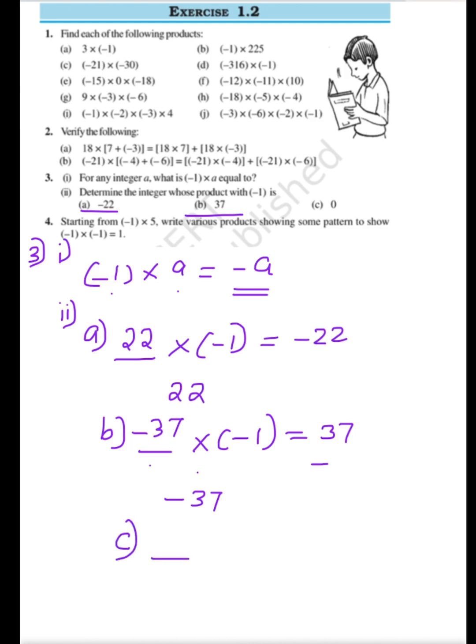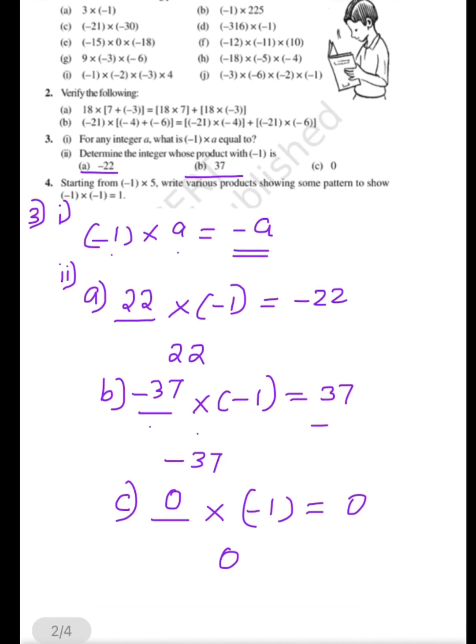Now let's see C. What is the C? Dash into minus 1 equals 0. Okay, in the answer you should get 0. So what should be this dash? You know that any number when multiplied with 0, you will get the answer as 0. So here there is no other option. The answer will be only 0. 0 into minus 1 is 0. Understand? So in this way you can do the third question. I hope you understood this. If you have any doubt, you can watch it once again. Then you will understand this.